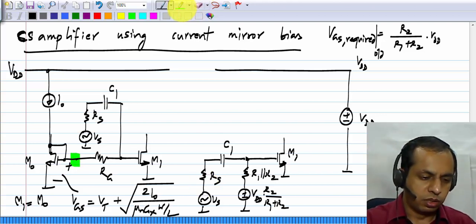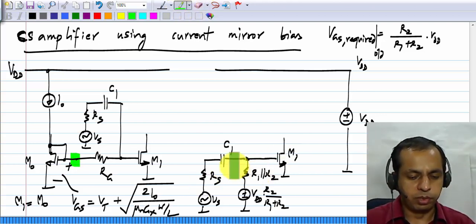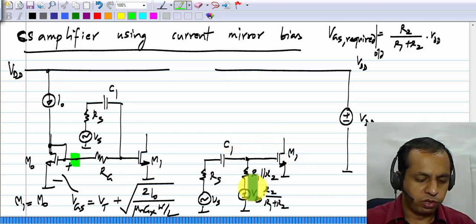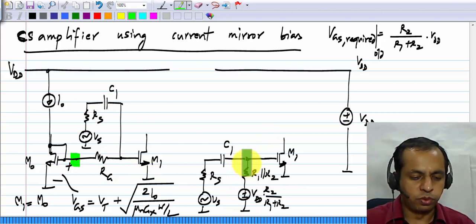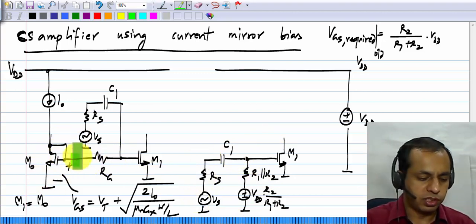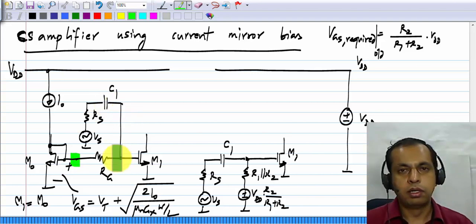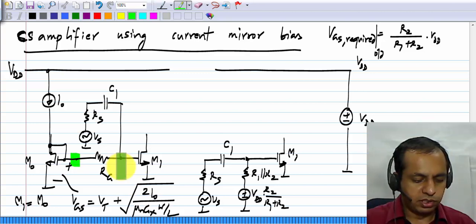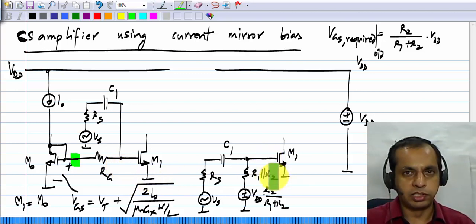I did this also to show you the similarities between different biasing techniques. In principle, you have some way of getting a voltage here. You add that voltage to the signal. In this case, you have some other way of obtaining the DC bias voltage and you add that to the signal. Now this establishes VGS here.